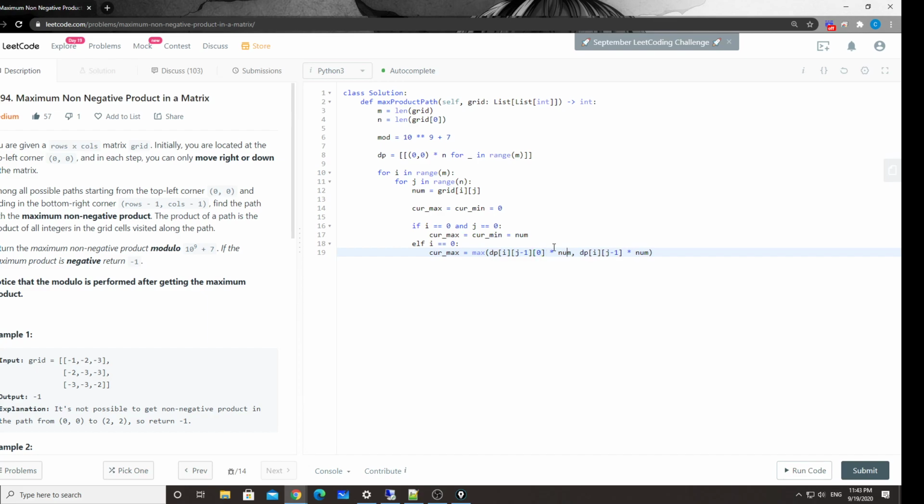0 and 1. Okay. So 0 means, the first one is the max number, and the second one is the minimum number. So basically, we use the current number to multiply both the minimum and max numbers and get the max one, and same thing for the minimum one, okay?